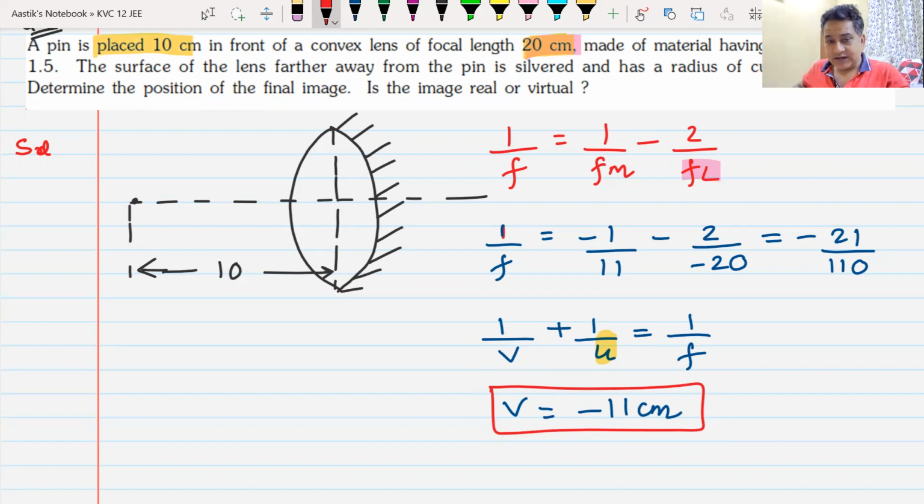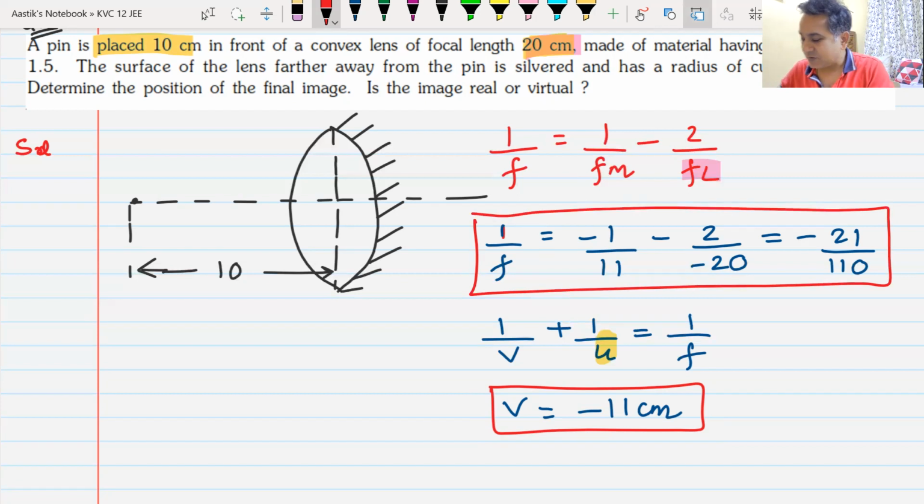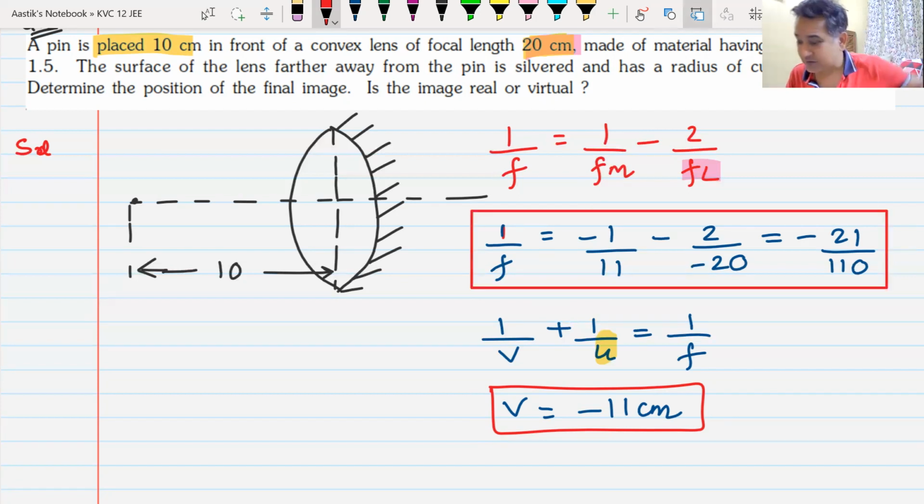So the only thing that you must be sure about is that you calculate this part correctly, which I always make a mistake on. I don't know why. Not good with calculations. Plus ka minus, minus ka plus, that creates a hell of a lot of difference. We got this answer, yes or no?